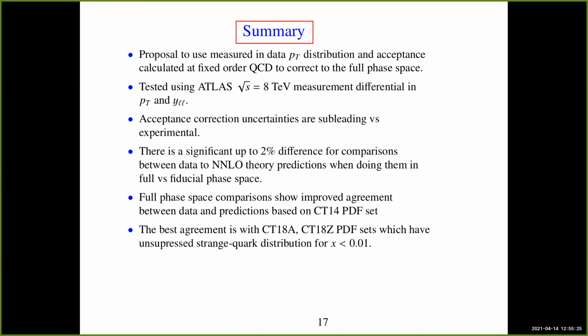And yeah, just to summarize, there's a prescription for how one can transform fiducial measurement to the full phase space for the Drell-Yan production, provided that one of the dimensions of the measurement is in PT. So it's tested. It looks like acceptance correction uncertainty is subleading compared to experimental. It brings some significant differences, at least for MCFM predictions. And yes, the full phase space results seem to be more compatible with CT14 and in perfect agreement with CT18A and CT18Z PDF predictions. Thank you.